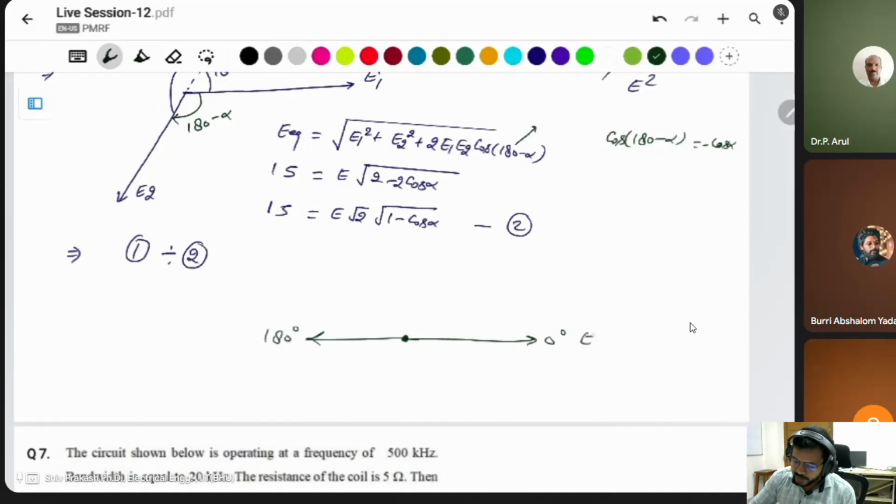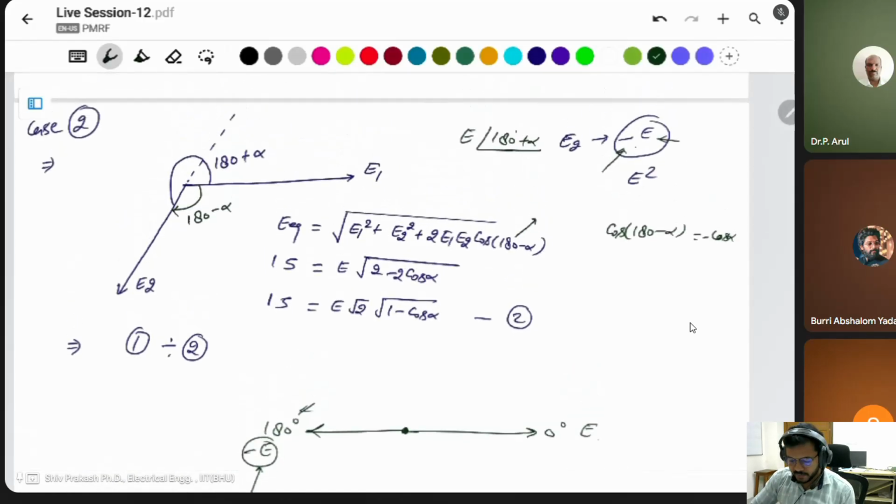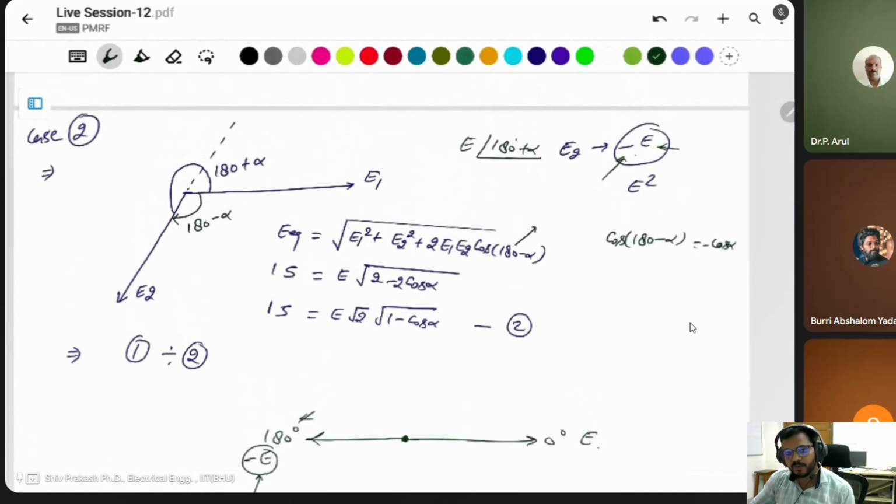If there is an E, then this one is a minus of E. You can put any one only, either you put the 180 degree, or you put the minus of E. Don't put both minus of E and 180 minus alpha. Only put one, either you change the angle, or you change the value, because both are the same. Okay, sir. Yeah.